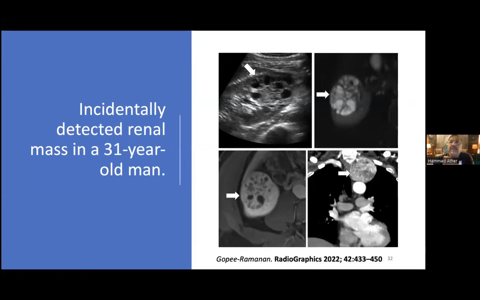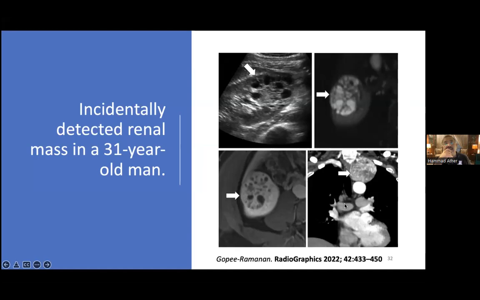this is another incidental finding in a 31-year-old male. What you can see is a grayscale ultrasound, which shows multiple cysts in this patient. However, the MR was suspicious of solid lesions. And the MR scan essentially showed that there are multiple hypointense lesions. Similarly, this is another phase of the MR scan.